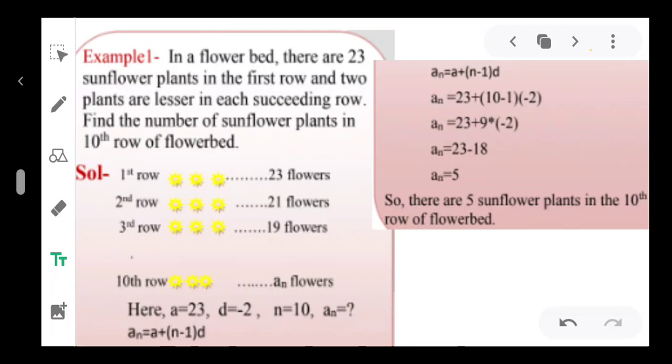Okay. Identify what is given in the question. There are 23 sunflowers in the first row. First row means first term. First term means a, your a of AP. This is a, 23. First row, 23 flowers. Second row, 21 flowers. And so on. 23 is your first term.